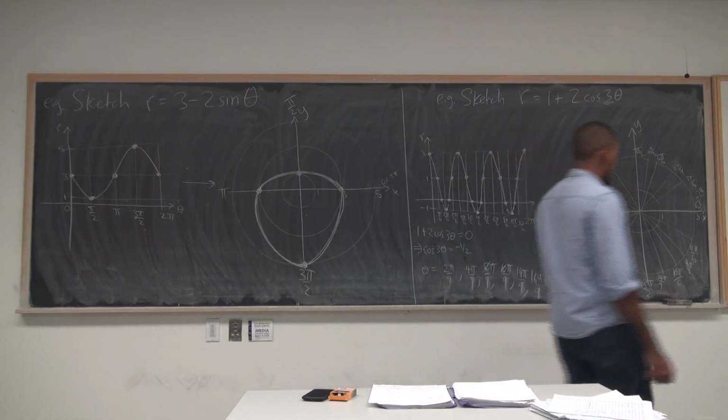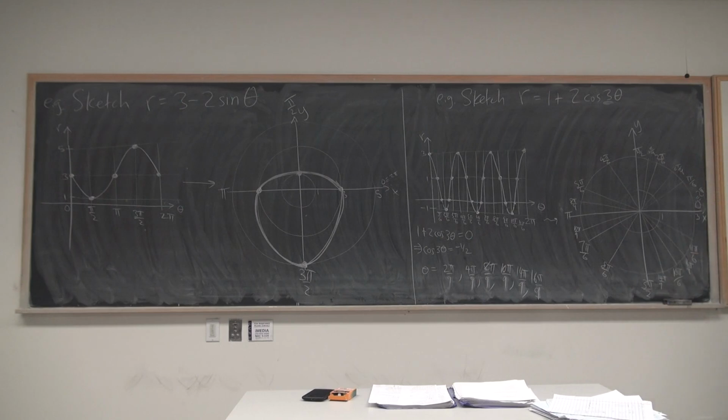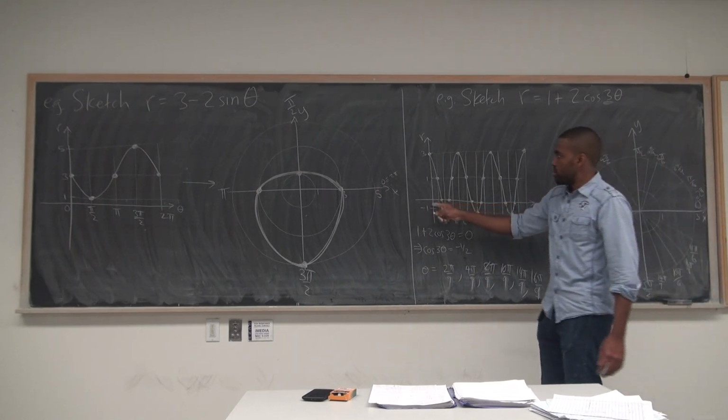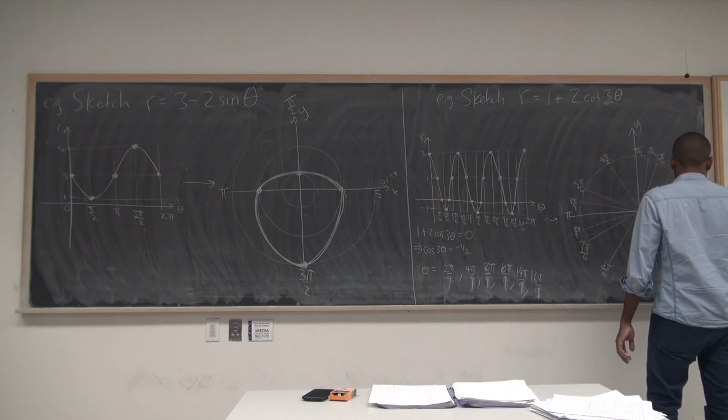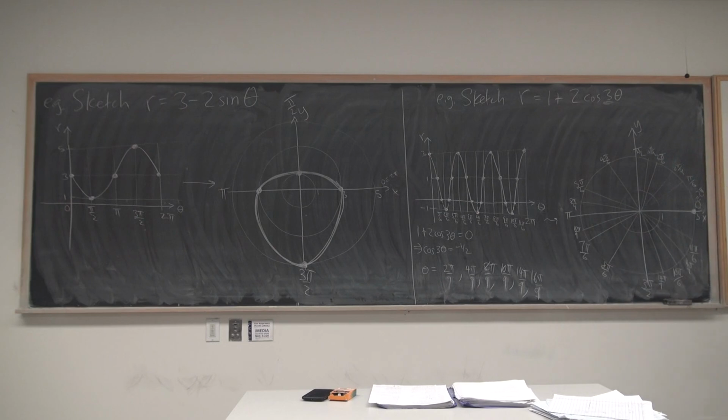Okay, so how do we start? 3. So when my theta is 0, my r is 3. I'm on the circle of radius 3, so I'm out here. Okay. Now what do I do? The first angle I hit is pi over 6, and where should I be? On the circle of radius 1, according to that. So I'm going to go from here and jump there.